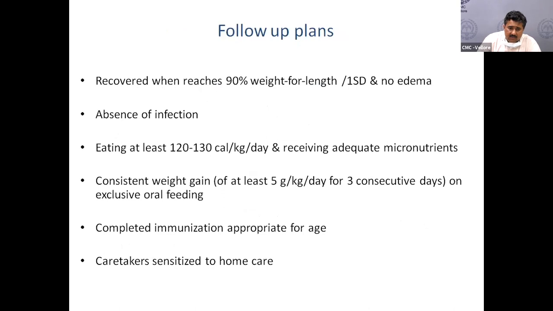Follow-up plans. Our target will be to recover 90% of weight for length or height, and absence of edema, meaning disappearance of edema. Treating the infection properly and absence of infection. Eating at least 120 to 130 kilocalorie per kg per day, and receiving adequate micronutrients. Consistent weight monitoring is needed, and the target should be at least more than 5 gram per kg per day for 3 consecutive days.